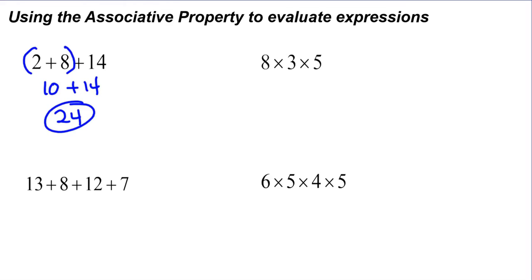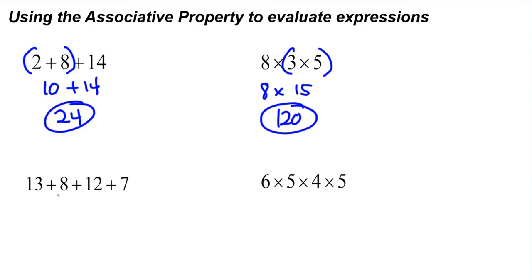Here, 8 times 3 times 5. I actually think 3 times 5 is a little easier product to do, so I'm going to do that first. Notice nothing moved, so this is the associative property and not the commutative property. So I have 8 times 15, which is 120.